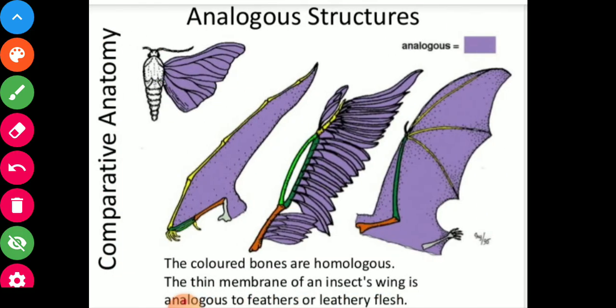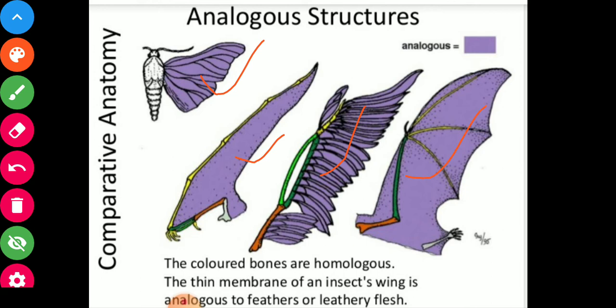Here, analogous organs. See here, the colored bones are homologous. The thin membrane of the insect's wing is analogous to feather and leathery flesh. So you can see the bones are showing the homologous structures, but the wings are different. Wings in insect, wings in bat, flippers in whale, and these are the feathers in birds, and this is the structure of a bat wing.